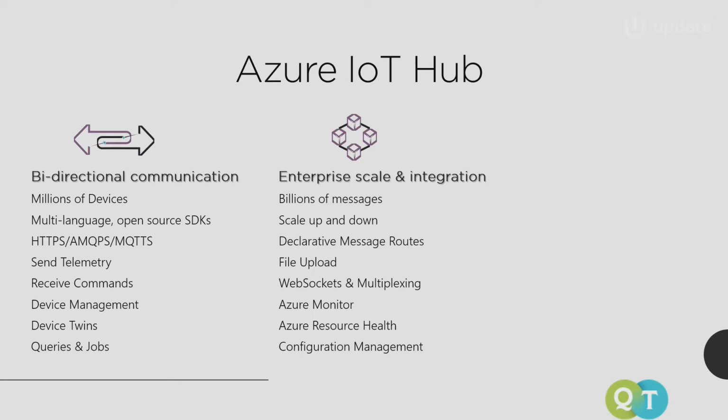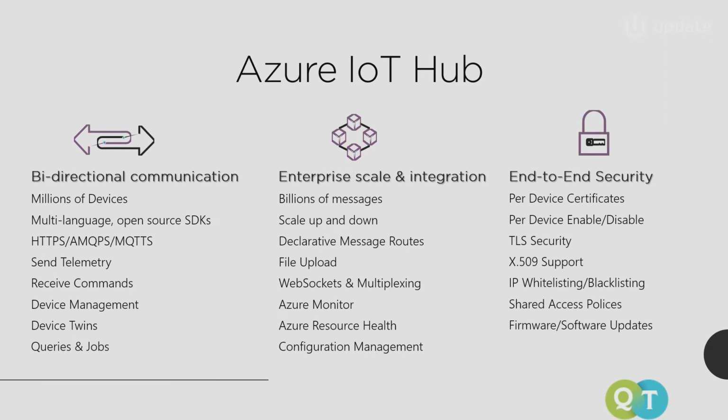And then for that enterprise integration, you've got all the monitoring, health, mapping, and everything you would need for an enterprise solution. And then you get end-to-end security. If you ever read an article online that has IoT in the title, it's about security. They don't call it IoT when it works. They call it IoT when there's a security breach and it takes down a network through a DDoS attack. So end-to-end security, number one concern of Azure IoT Hub.